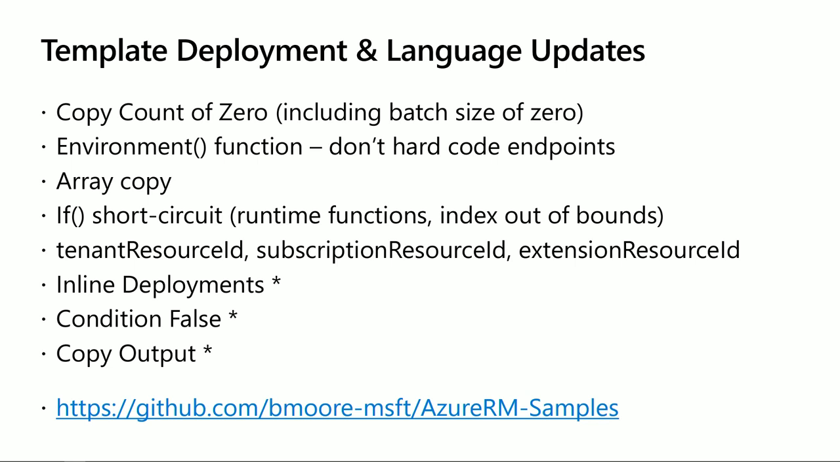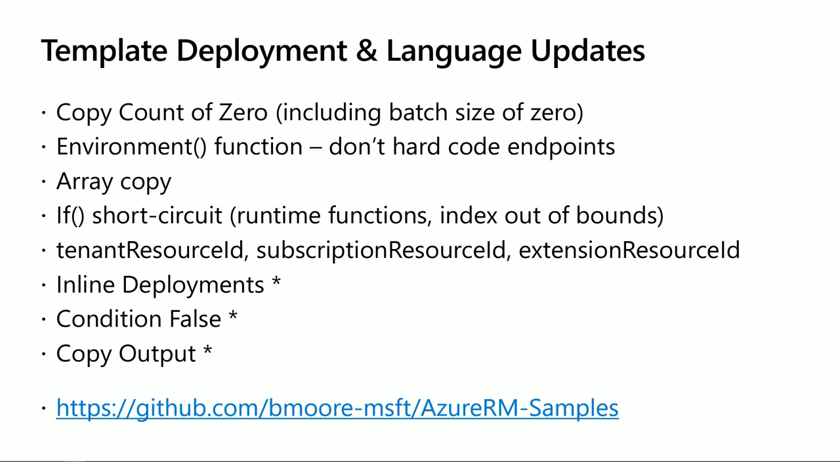Copy count of 0: you can do a copy loop with a 0 as the count, and it won't fail your deployment. We released that. Somebody on Twitter pointed out that we had a bug in the batch size, so you couldn't do a batch size of 0. We fixed that, so that's better now. The environment function will give you information about the cloud environment that you're deploying in. So if you're deploying in Azure Stack, public cloud, or government cloud, you can get information specific to that cloud, so you don't have to hard code endpoints that aren't available through reference. Array copy: you can do a copy loop and generate an array, not just an object.